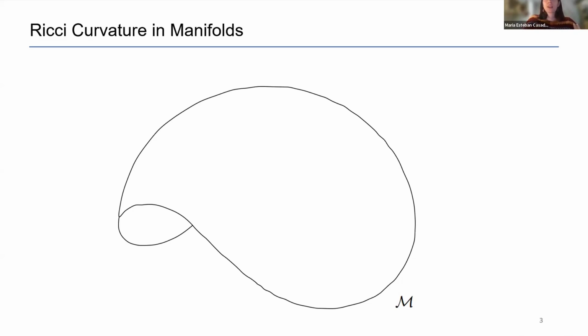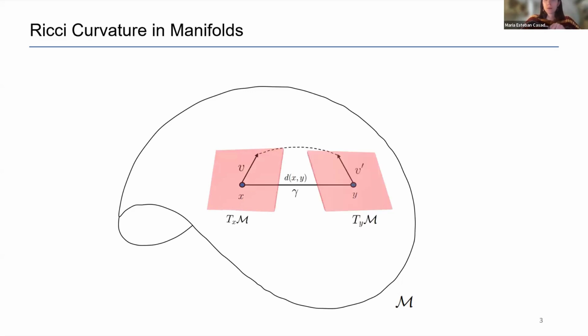So given a manifold M of dimension n, we can take 2 points close to each other, x and y, and calculate the distance between them along a geodesic gamma. So then we can take a vector v in the tangent space of x and parallel transport it along gamma to a vector v prime in the tangent space of y. We then project x along v back to the manifold again to obtain x prime, and we do the same with y to obtain y prime. And we recalculate the distance between the points.